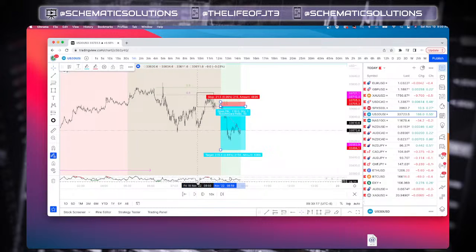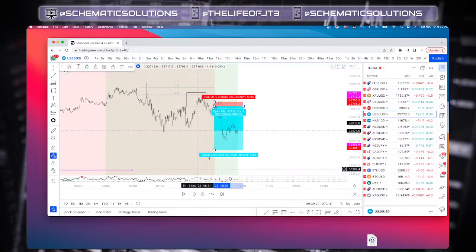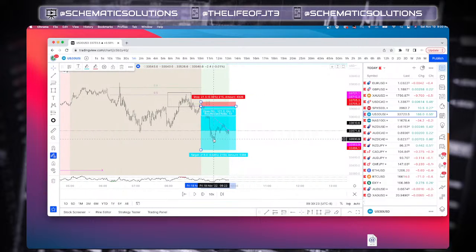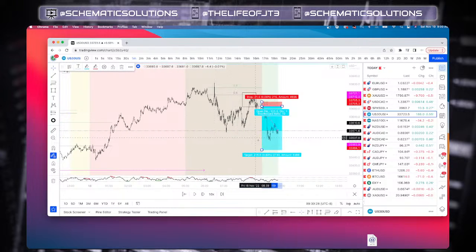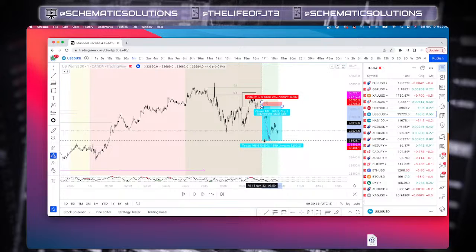Hold up. That happened fast. Okay. So we saw the accumulation. It happened a little lower than we wanted to see it. So it just gave us about a 1 to 7, almost a 1 to 8.